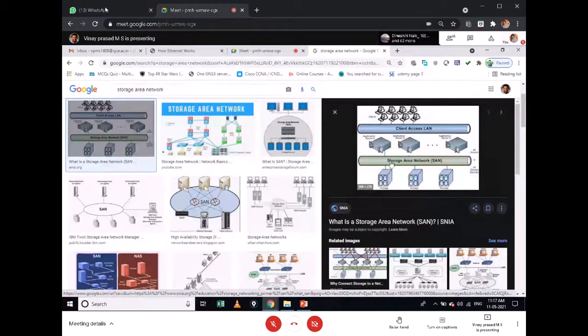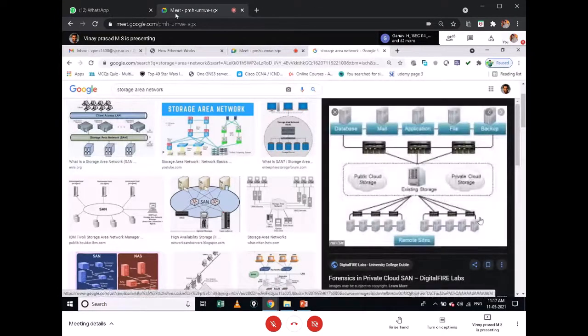Okay, so this is what your SAN network looks like. Applications could be database servers, mail servers, application servers, file servers, or backup servers. All these servers are connected to a dedicated network, which is in turn connected to the existing storage. All of them are connected to the existing storage, and this existing storage is also connected to remote site devices.